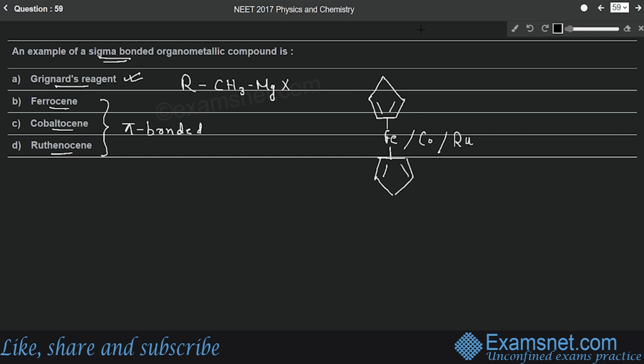So here how it is pi bonded, see, when resonance will take place, then it will get converted into a pi bond. Okay, this bond between these two rings will get converted into pi bond. So we can say that there will be pi bond formation through the resonance here. Therefore it will not be a sigma bonded compound, but it will be a pi bonded compound, right? Therefore option A is the correct answer.